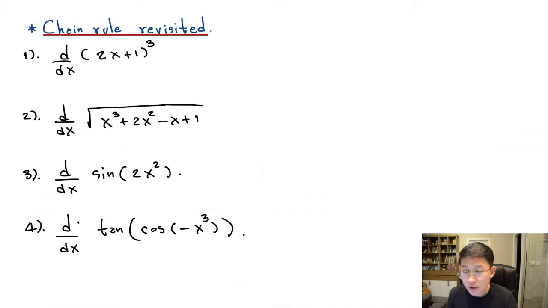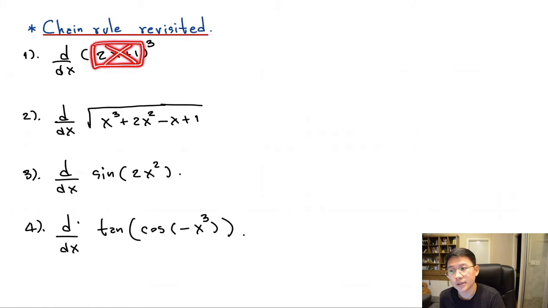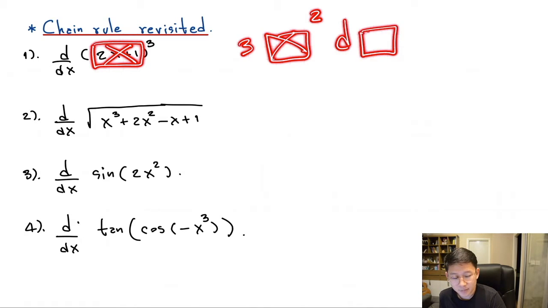Here we can't differentiate this guy, right? So before this we would need to let this be u, and so on. I'm not going to do that. I'm just going to look at this as big X. So the derivative of big X cubed is 3 big X squared, and then you need to differentiate the big X by x.